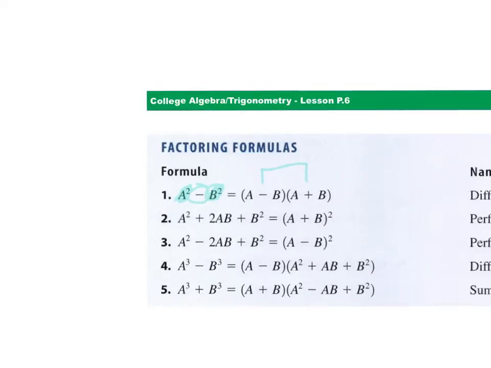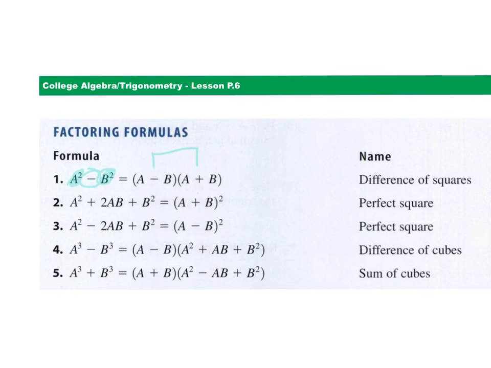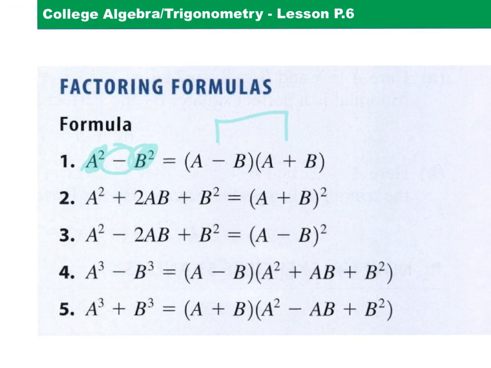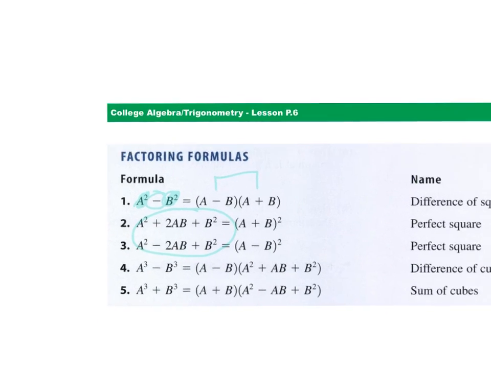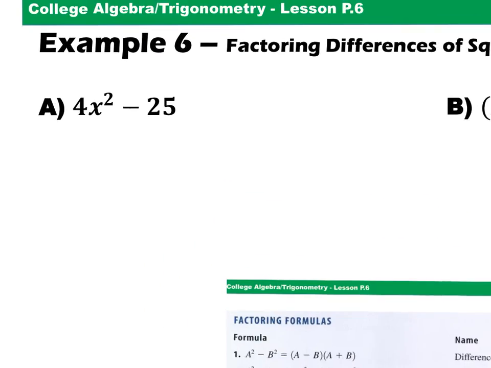You're also going to have areas where it's perfect squares where there's a plus sign. It's not the difference. You're not going to have 1 minus 1 plus. You're going to use this pattern here. And we'll talk about that in a second. And then the perfect cube. So let's go to some of these.